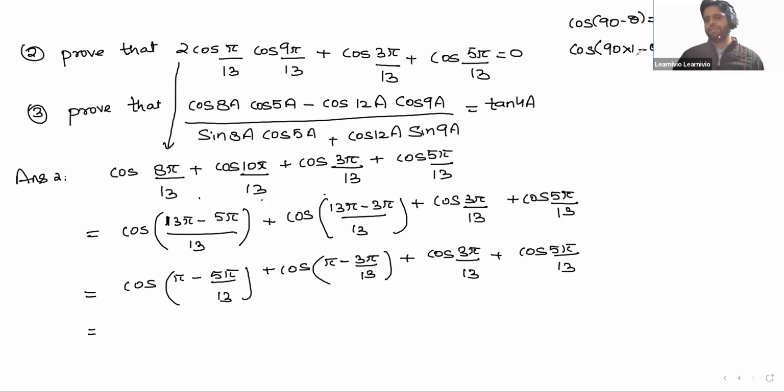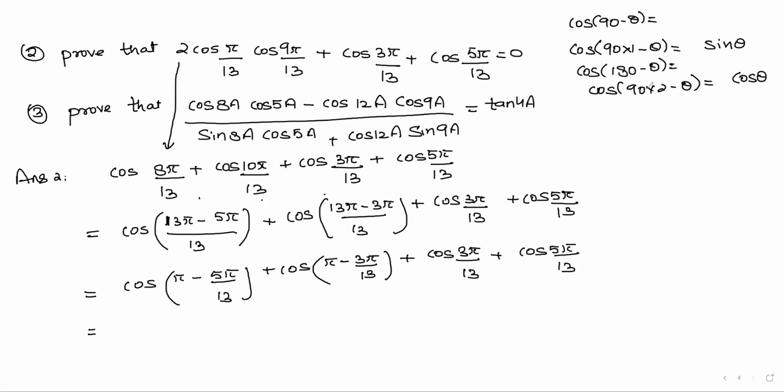Now, in which quadrant will this lie? First quadrant, very good. So that's why this becomes positive. Now cos 180 minus theta. For 180 we have 90 into 2, which is an even number, so cos will remain cos. In which quadrant does this lie? Second quadrant. In the second quadrant cos is negative, so we get minus cos theta.